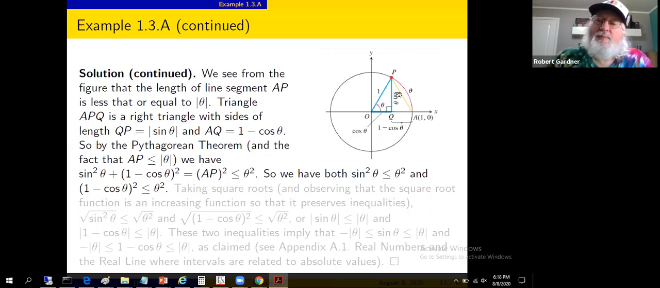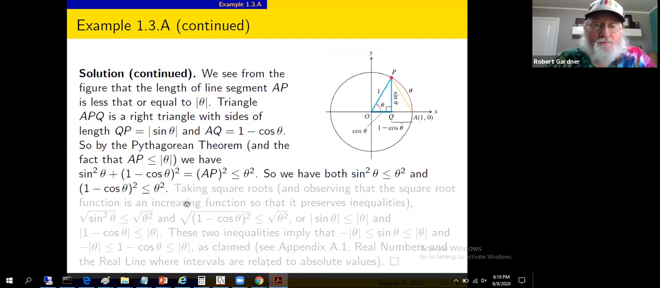All right, so if AP is less than the absolute value of theta, then AP squared is less than or equal to absolute value of theta squared. Oh yeah, I square it, I don't need the absolute values. So we've established this inequality from that figure. All right, so we've got sine squared plus something is less than or equal to theta squared. That something is non-negative because it's something squared. Well, then sine squared itself is less than or equal to theta squared.